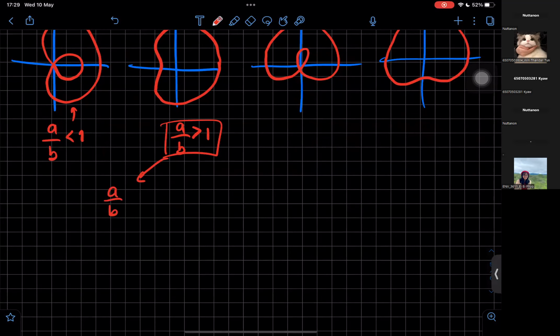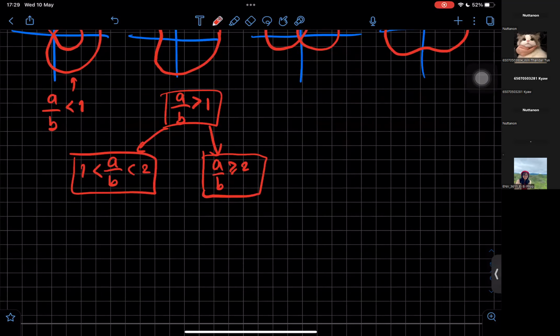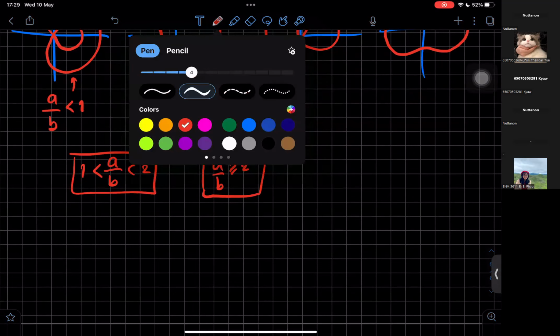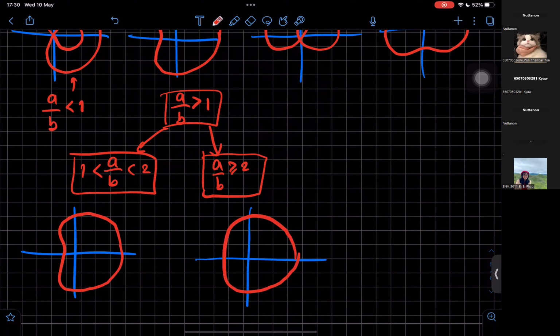Sometimes I'm not sure whether your professor uses this one and A over B greater than 2, like this, or not. But you get a kind of similar graph. This one you will get like what I already drew, like this. And this one you get something like this.